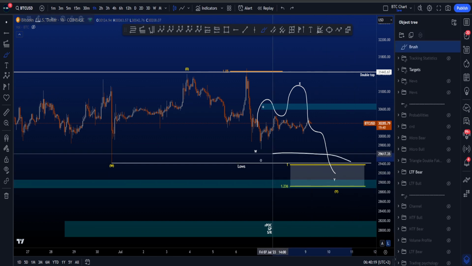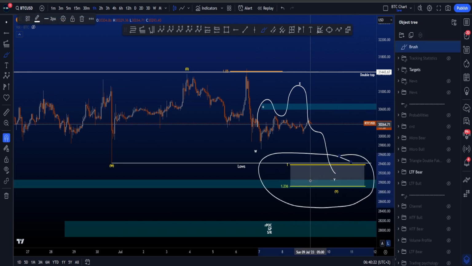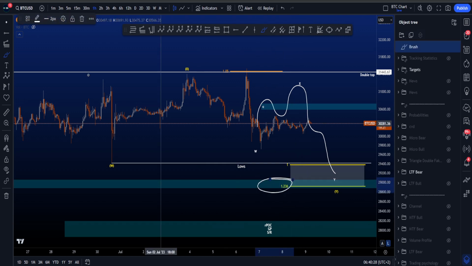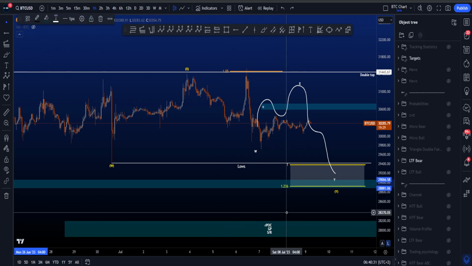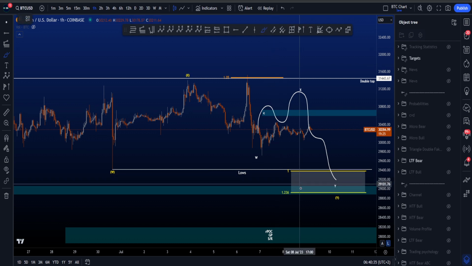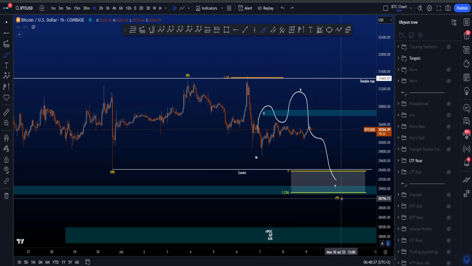downside, where the most common target for wave Y is between the 1 and the 1.236, which is between 29.3k and 28.9k, which also includes this blue support area that we have between 28.8k and 29.1k, which is very interesting. So that's some nice confluence around 29k.